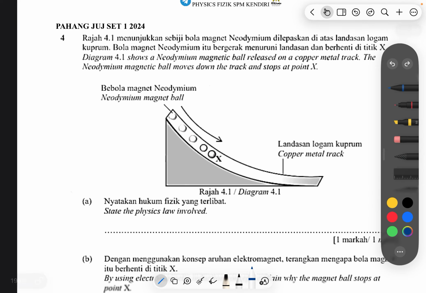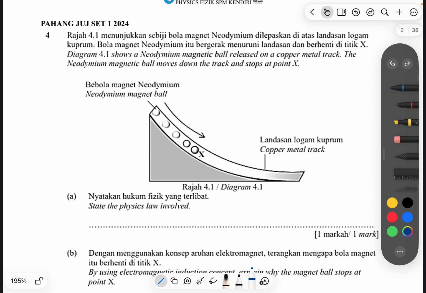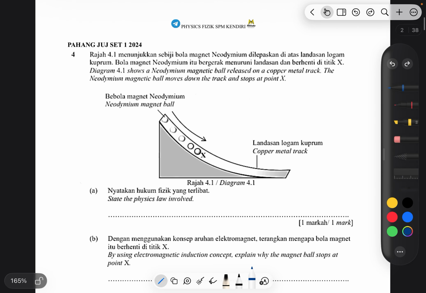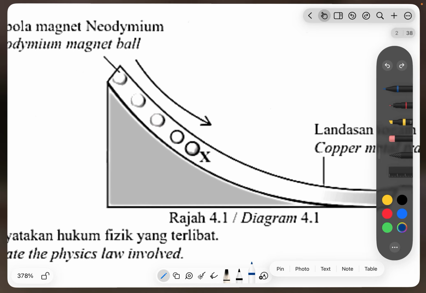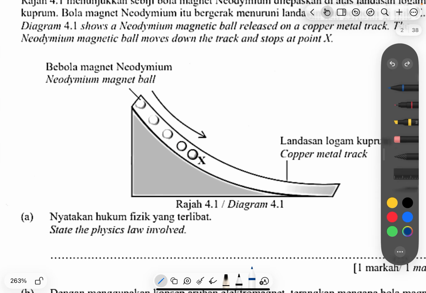Now this question, I was like, what? Diagram 4.1 shows a neodymium magnetic ball released on a copper metal track. The neodymium magnetic ball moves down the track and stops at point X. Okay. State the physics law involved.